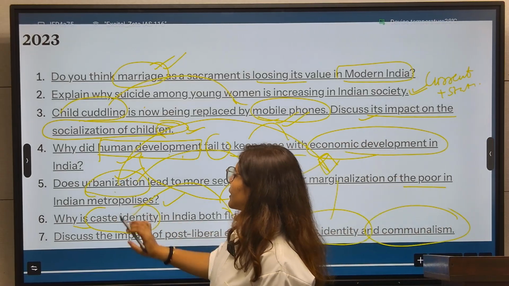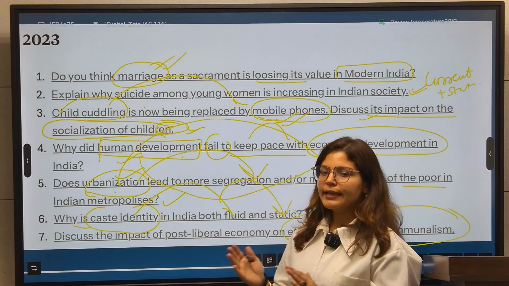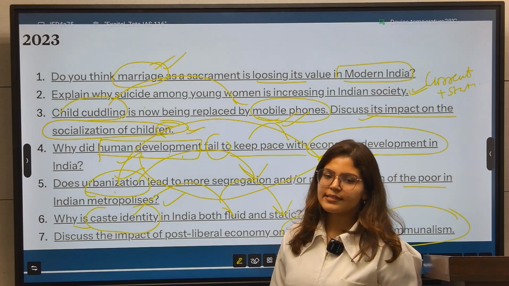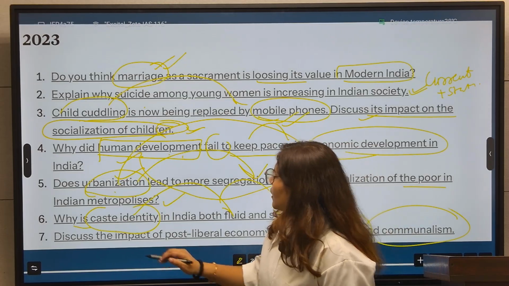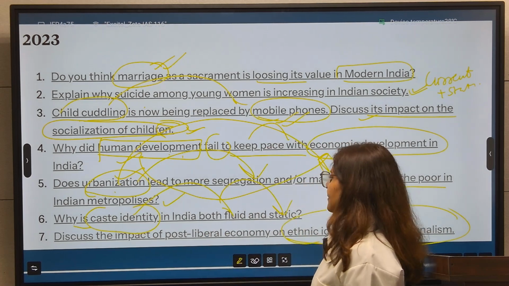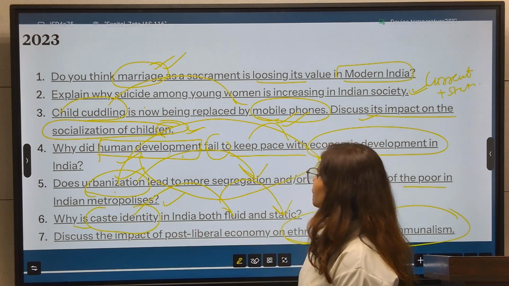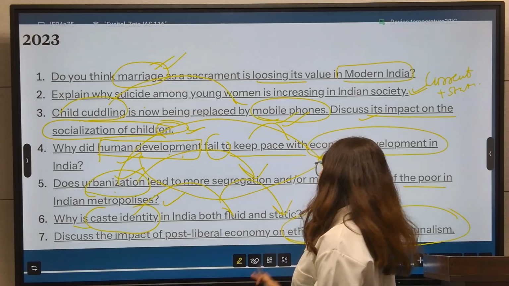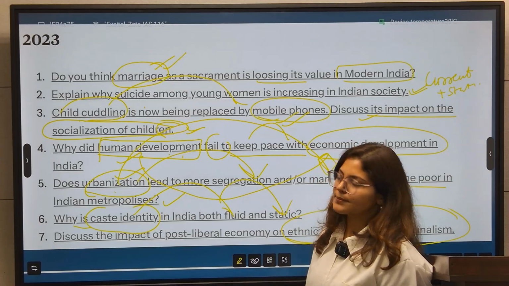Then a question on urbanization: how urbanization led to more marginalization and segregation. How is caste identity in India both fluid and static? Discuss the impact of post-liberal economy on ethnic identity and communalism.